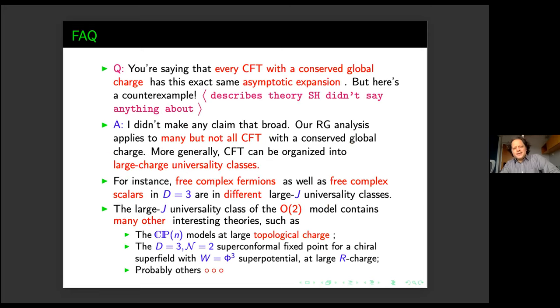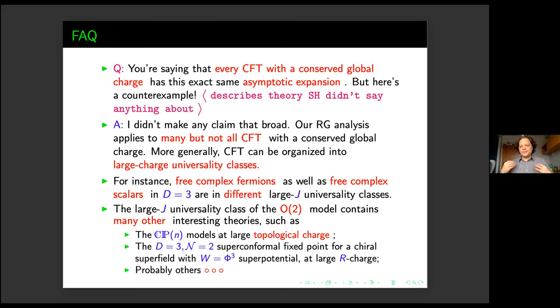So then you might ask, wait, are you saying that every CFT with a conserved global charge has the exact same asymptotic expansion? And then, you know, there are various counterexamples you can come up with. We're not trying to claim anything as broad as that. So the RG analysis I described applies to many, but not all CFTs.